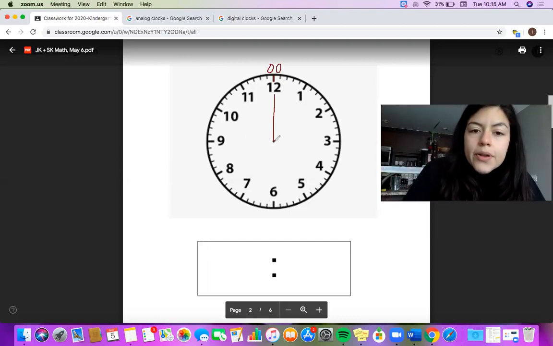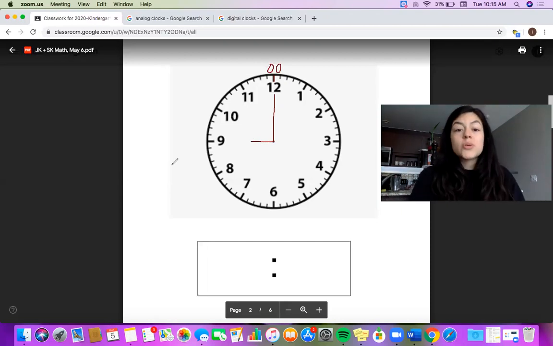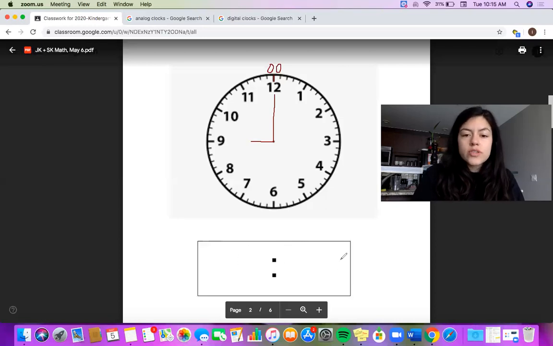Now, let's just say I put my hand back on 9, so it's 9 o'clock. How would I write this down on a digital clock? So remember, I told you that there's 2 sides to a digital clock. There's the left side here, then there are these 2 dots, which we call a colon, and then the right side. On the left side goes the hour. So where is the hour hand pointing? 9. So I can put a 9 here.